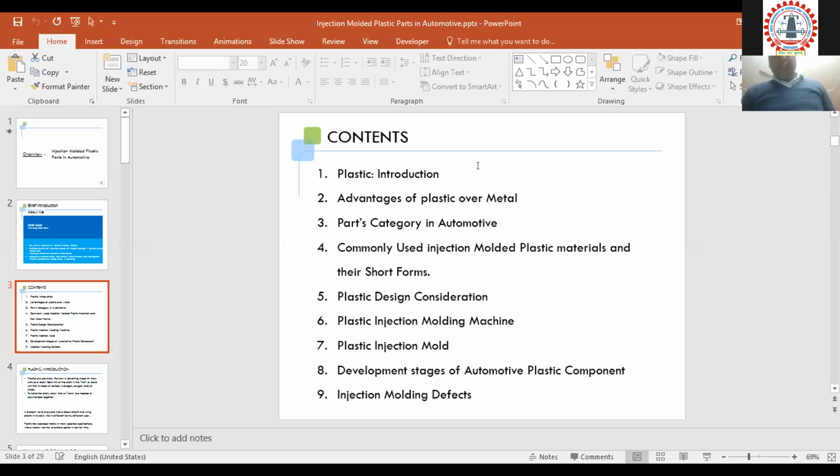We'll discuss the introduction of plastic, what the advantages of plastic over metals are, and a few categories of plastic parts in automotives. Some commonly used materials with their short forms and applications. What are the basic considerations while designing a plastic part? A little bit about the plastic injection molding machine and molds, various stages of development in an automotive component, and some injection molding defects in the last.